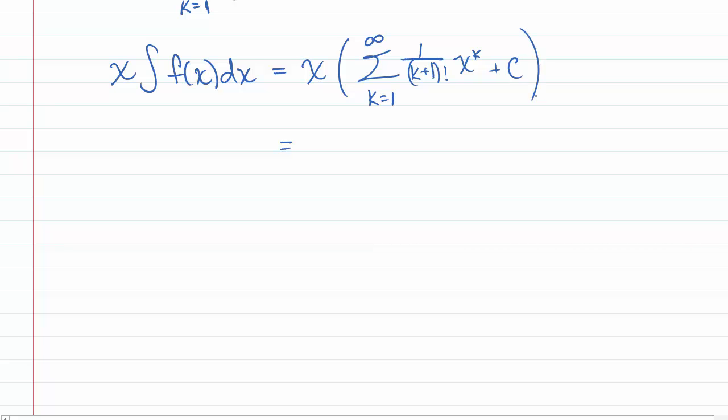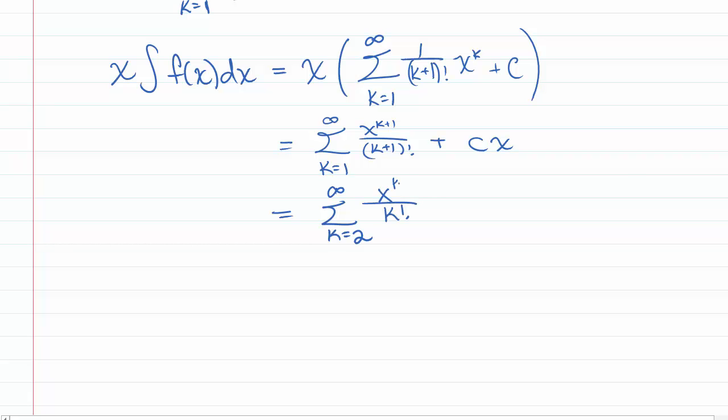And why am I doing this, multiplying by x? Because I want to make the power of x here k plus 1, so it matches the thing in the factorial. So this becomes the sum k goes from 1 to infinity of x to the k plus 1 over (k plus 1) factorial plus c times x. With an index shift, we get the sum k goes from 2 to infinity of x to the k over k factorial plus cx. But now we recognize this.